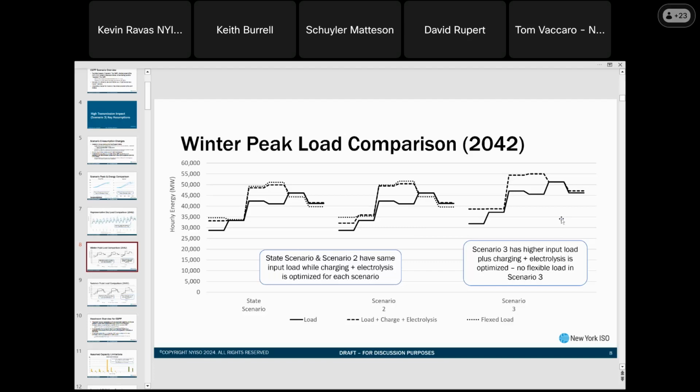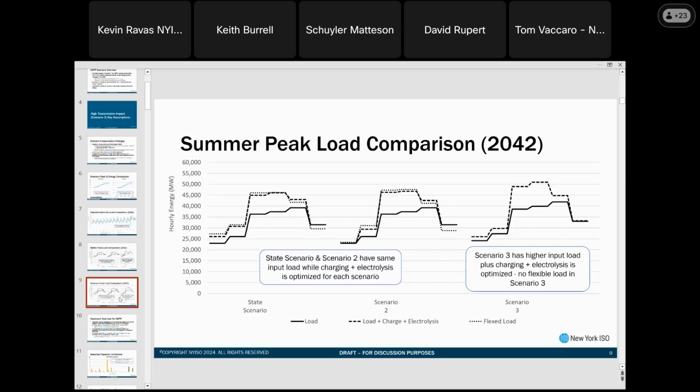But one of the important pieces here is in the state scenario, scenario 2, the dotted line rather than the dashed line. The dotted line has a flex load component where the model is able to optimize how to flex load in different periods. Scenario 3 doesn't have that, and so that's why you don't see that line in this case. So that's winter peak, and we also provided the data for summer peak. Those slides cover load at this point.